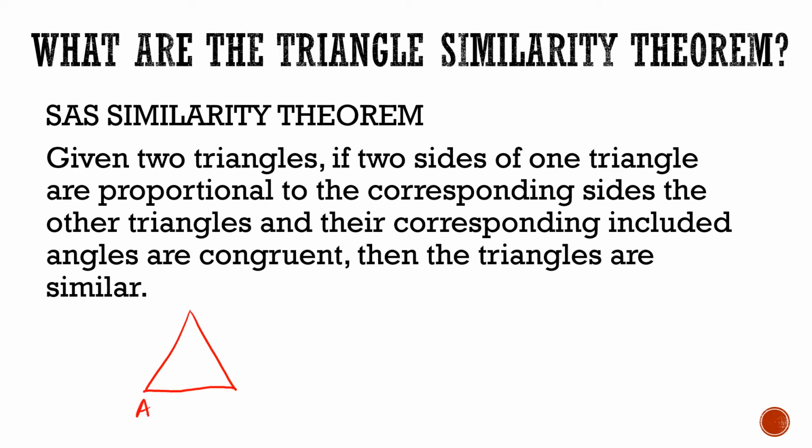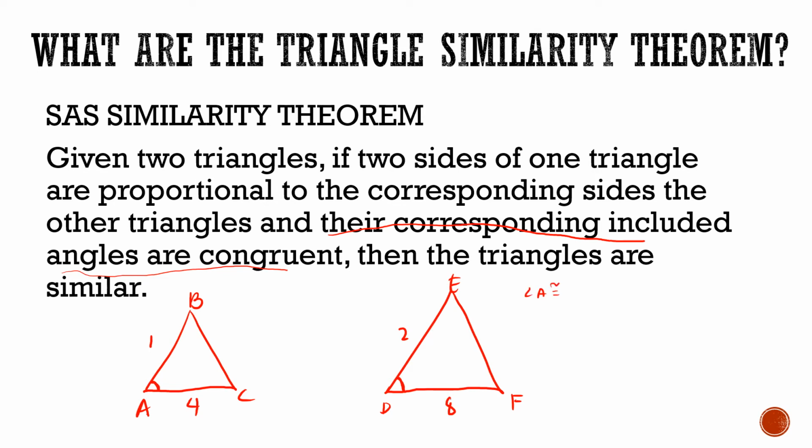Let's have triangle ABC and triangle DEF. Let's assume that angle A is congruent to angle D. AB measures 1, side DE measures 2, side AC measures 4, and side DF measures 8. Now, let's first satisfy that the corresponding included angles are congruent. So, let's say angle A is congruent to angle D.